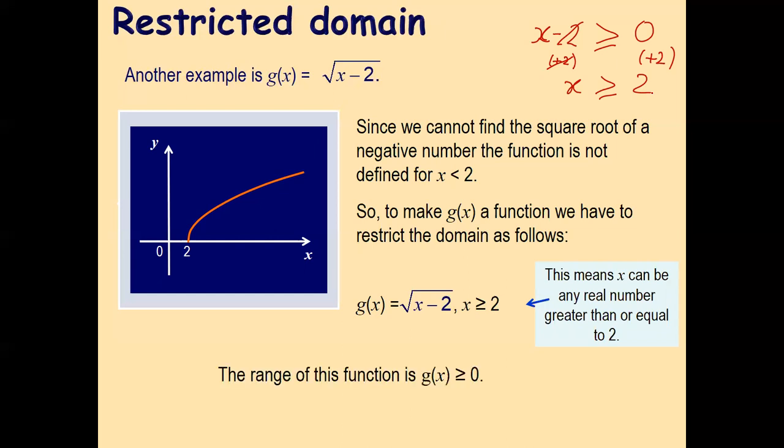The range of this function is g of x. Here the range, looking at this, is g of x is always positive. So the range is the output. The domain is the input. So x for my input, y for my output, and you can see that the square root is always positive. Okay? So you need to remember that. Domain, input, range, output.